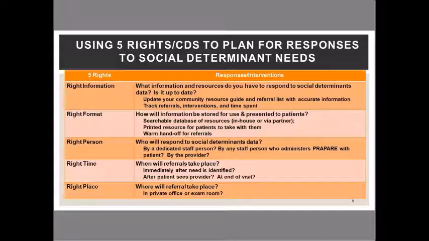The next question to think about is who. Having the right person respond to the social determinants data. Do you want this person to be a dedicated staff person? Do you want only your patient navigators to be responding to social determinants data? Or do you want anyone on your staff to feel empowered and part of the process of responding to a patient's social determinant needs? Do you want the provider to be the one to respond? Again, there's no right way or wrong way. There are just trade-offs associated with each, but it's something to consider, and think about what would work best in your own setting.